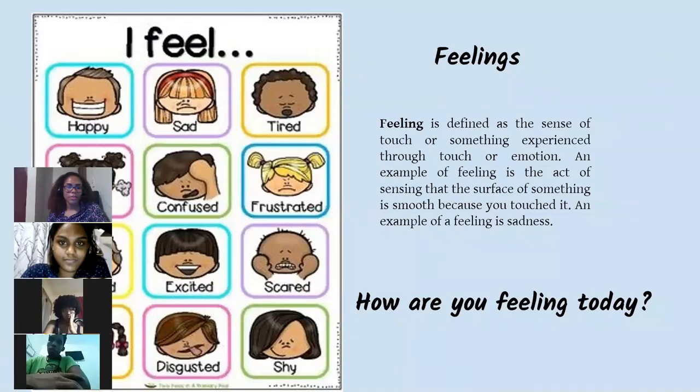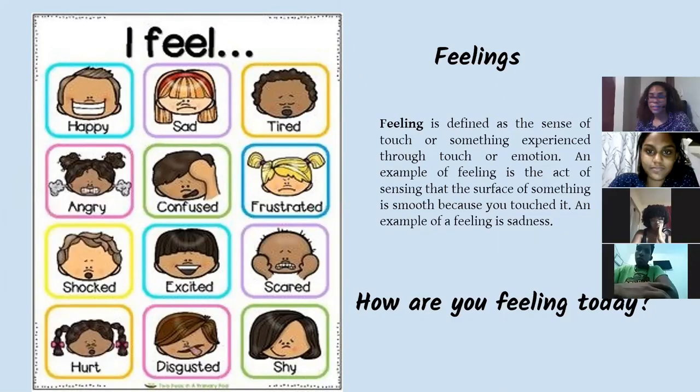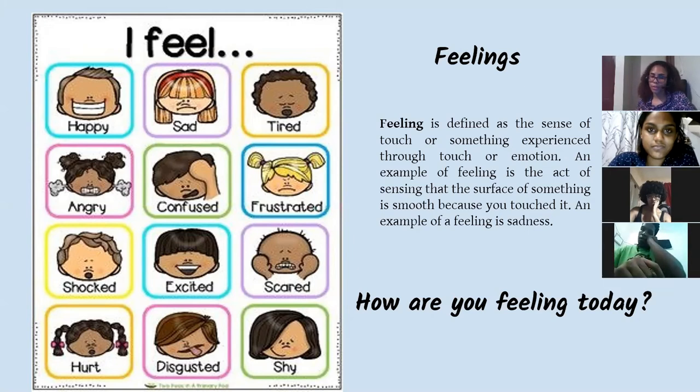So, feeling is defined as a sense of touch or something experienced through touch or emotion. An example of feeling is the act of sensing that the surface of something is smooth. And an example of feeling is sadness, for example. It's when you feel sad because of something that is happening to you. Everything that you feel, all those emotions, is in this picture here. There is a description on each one of them, and this is what we're going to be talking about today.